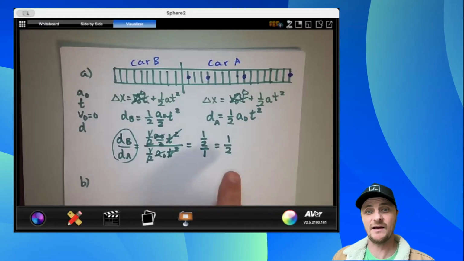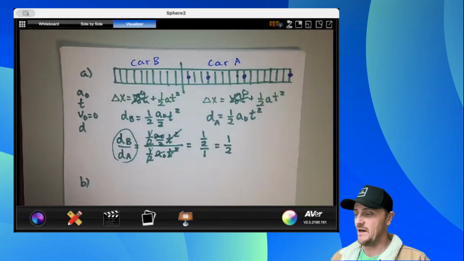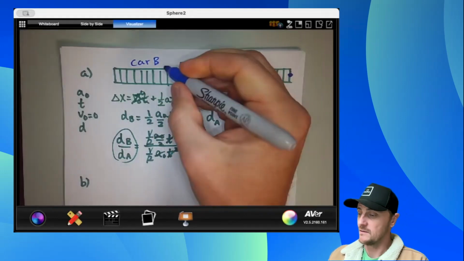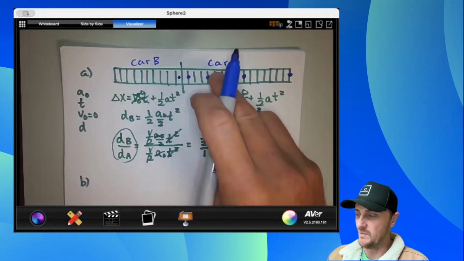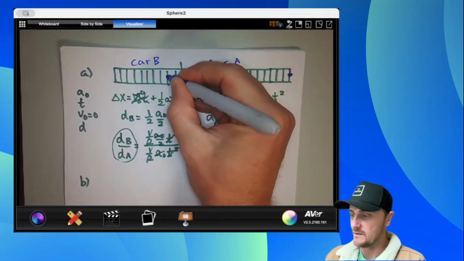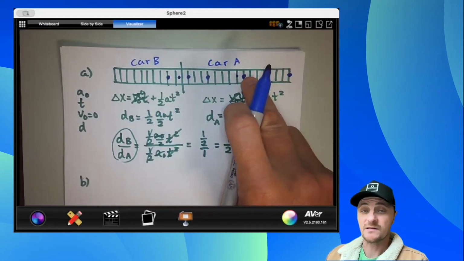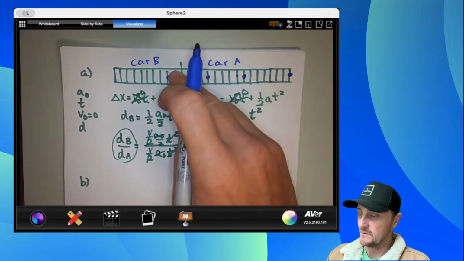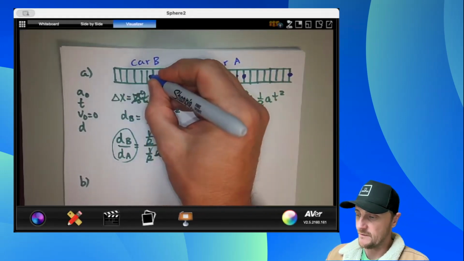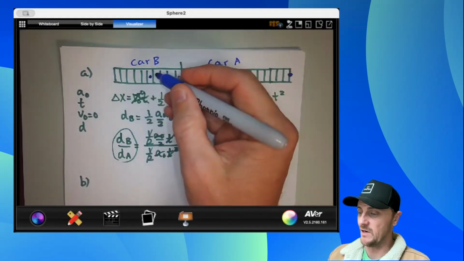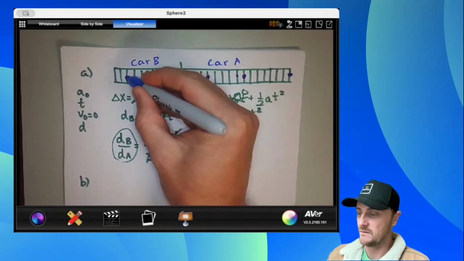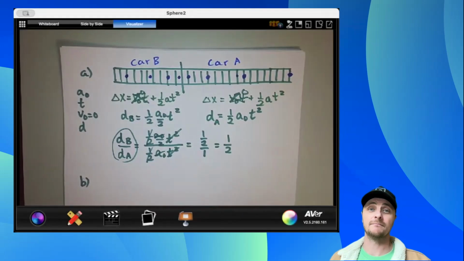So if I apply that reasoning to each one of these dots, we get this. Half of one box would be half a box. Half of 4 boxes would be 2 boxes. Half of 9 boxes would be 4.5 boxes. And then finally, half of 16 boxes would be 8 boxes. And that's it. Part A is done.